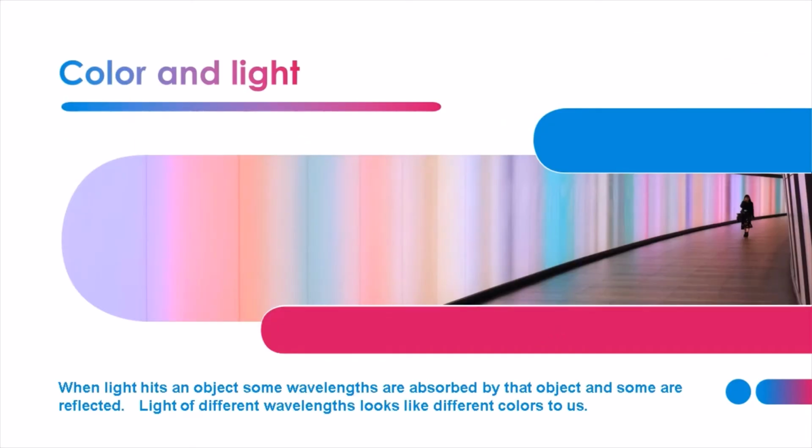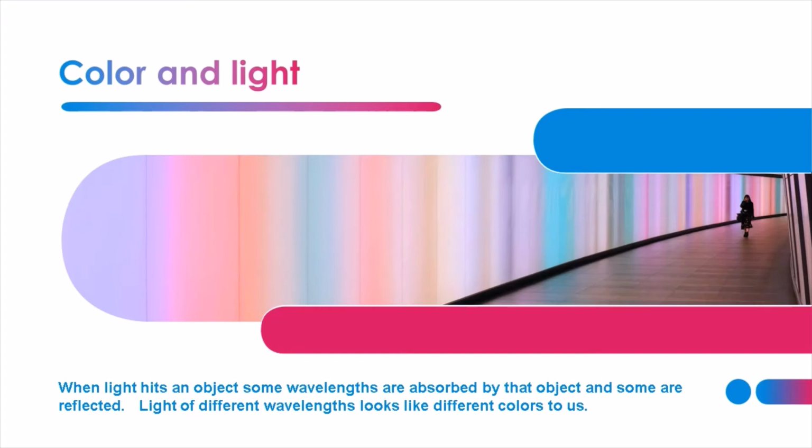What we are seeing when we see an object is reflected light. When light hits an object, some wavelengths are absorbed by the object and some are reflected. Light of different wavelengths looks like different colors to us. When we see an object of a certain color, that means the light of that color's wavelength is being reflected off the object. For example, when you see a red shirt, the shirt is absorbing all the colors of light except for the red color.